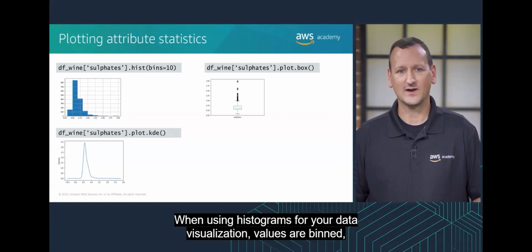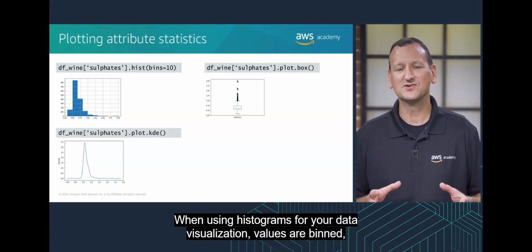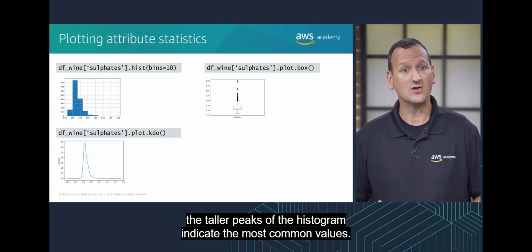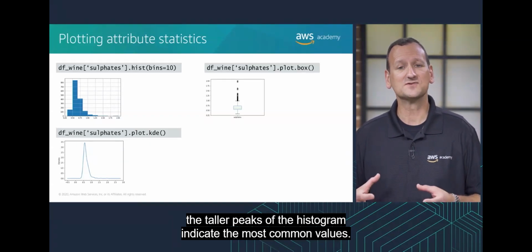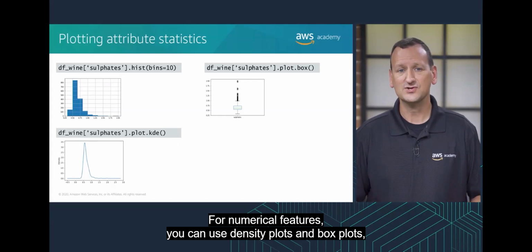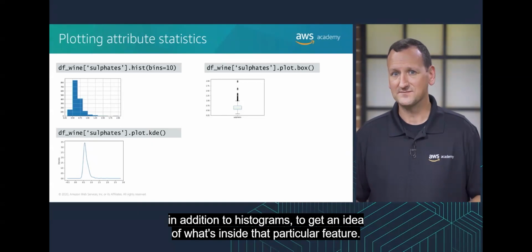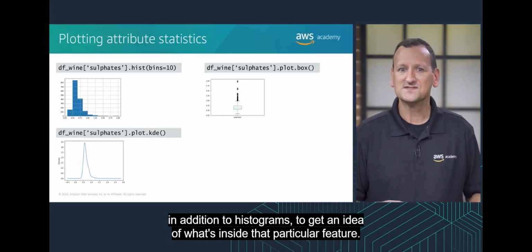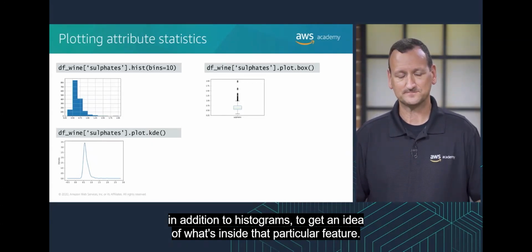When using histograms for your data visualization, values are binned. The taller peaks of the histogram indicate the most common values. For numerical features, you can use density plots and box plots, in addition to histograms, to get an idea of what's inside that particular feature.